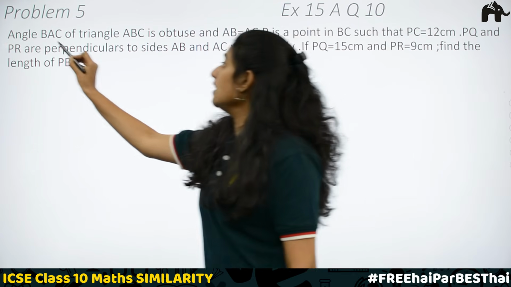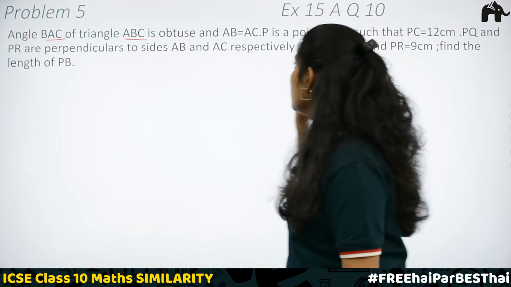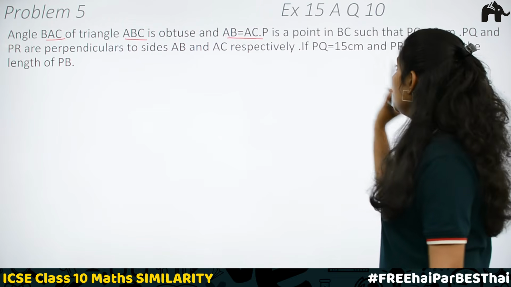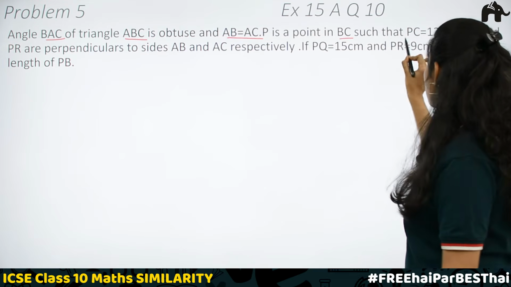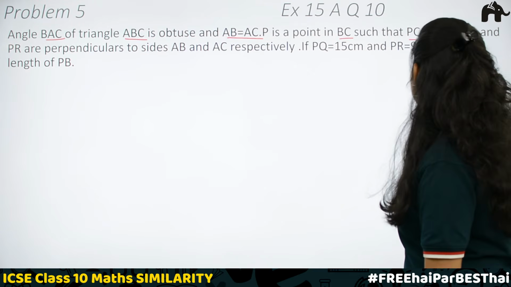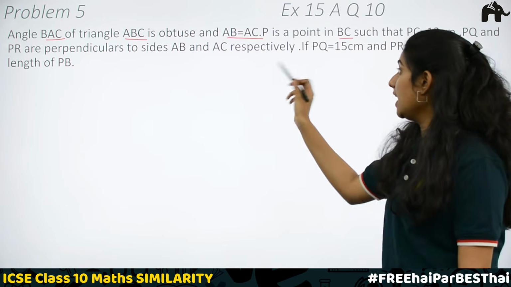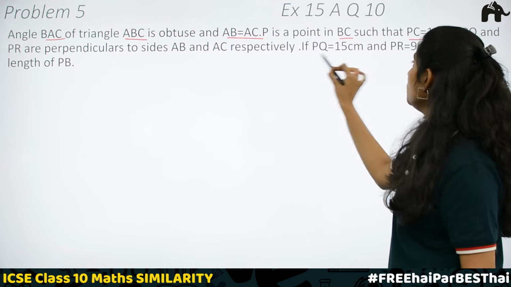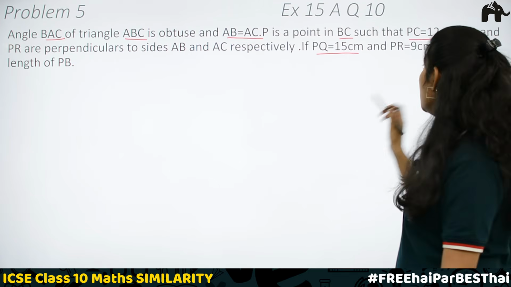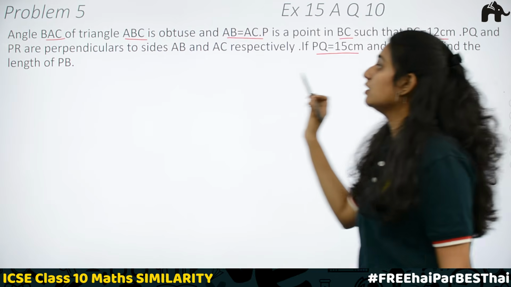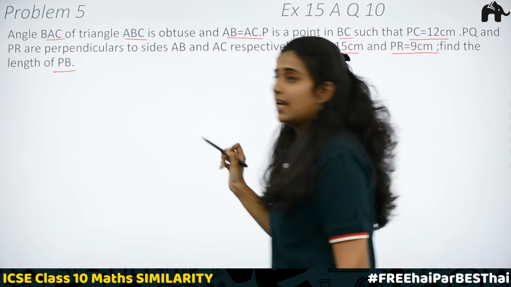Angle BAC of triangle ABC is obtuse and AB is equal to AC. P is a point on BC such that PC is equal to 12 cm. PQ and PR are perpendicular to sides AB and AC respectively. If PQ is equal to 15 cm and PR is equal to 9 cm, find the length of PB. We need to find the length of PB.